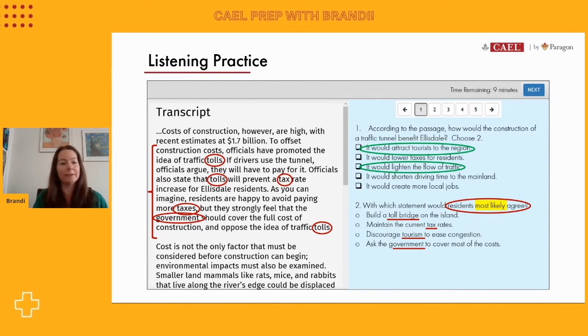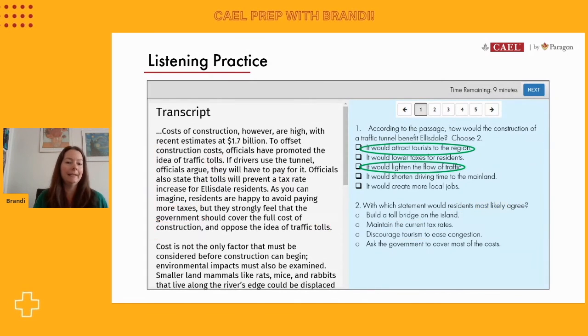Answer choice C, talking about tourism. Well, tourism wasn't even mentioned in this part of the lecture, so we can eliminate that. The government was mentioned. Answer choice D does say that the government would cover most of the costs. But if you return your attention to the word government in the lecture, this idea says that the government should cover the full cost of construction. The full cost, not most of the cost, as answer choice D says. So through a process of elimination, it looks like our hunch was correct. Answer choice B is really the only logical answer here that we can assume based on the information we've learned. And that's what an inference question will ask you to do.